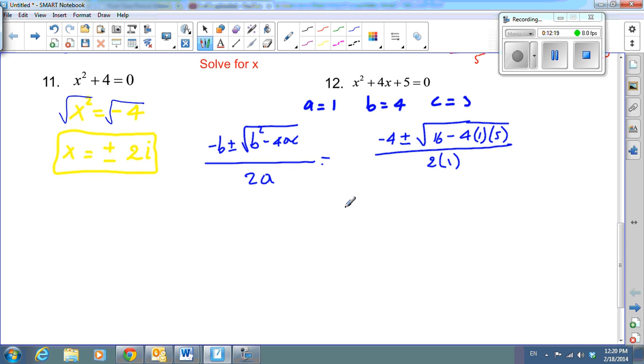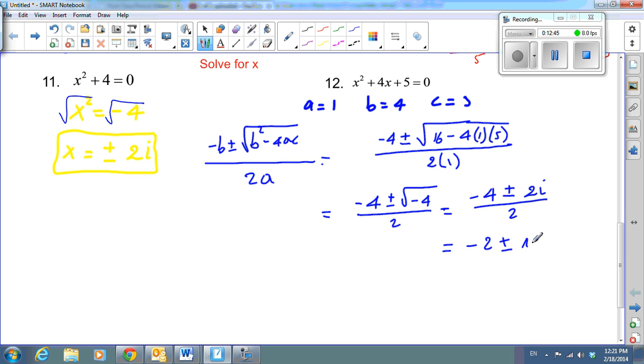So I will simplify this. This is equal to negative 4 plus or minus square root of 16 minus 20, over 2. Well, this is equal to negative 4 plus or minus 2i over 2. Let's simplify. That will be negative 4 divided by 2 and 2 divided by 2. That will give me negative 2 plus or minus i.